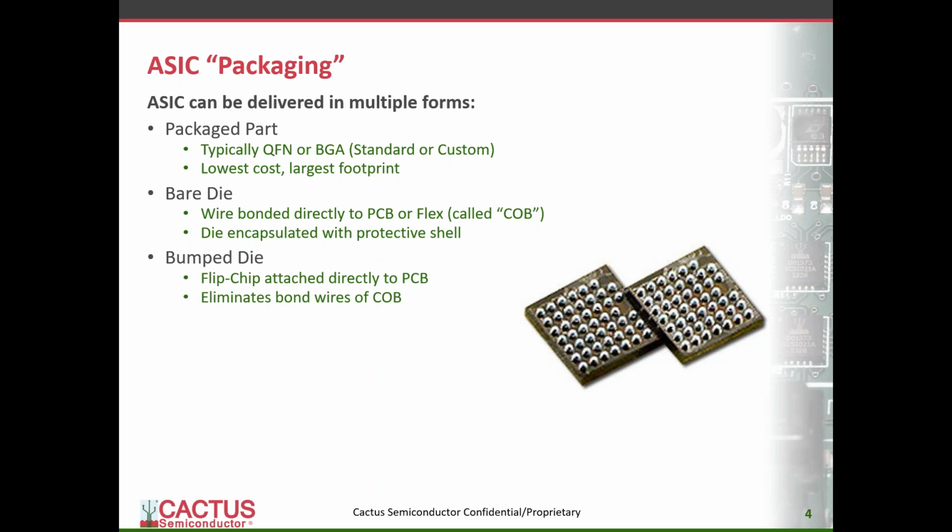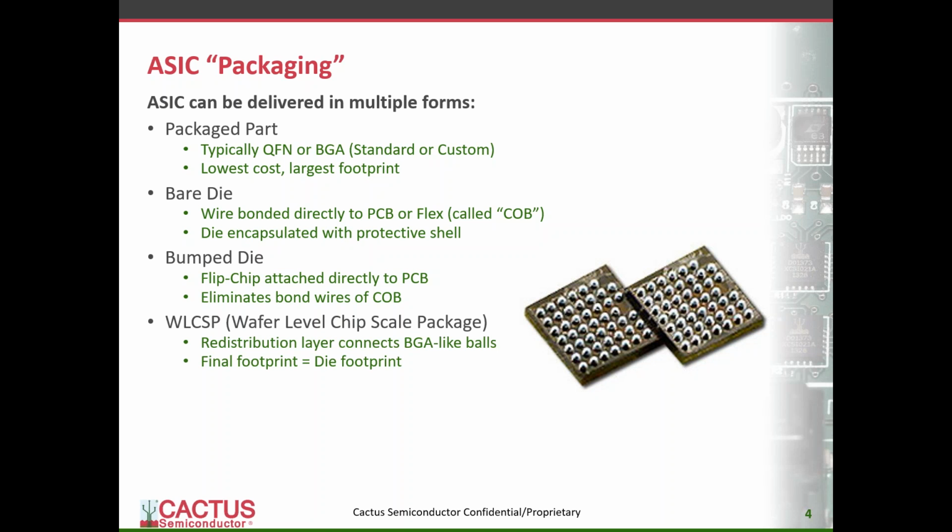Another option is something called bump die. This is where you put bumps, or little balls if you will, directly onto the bond pads along the periphery, and then you flip it over and those bumps make contact to the printed circuit board. And unlike the bare die, this eliminates those bond wires of the chip on board.